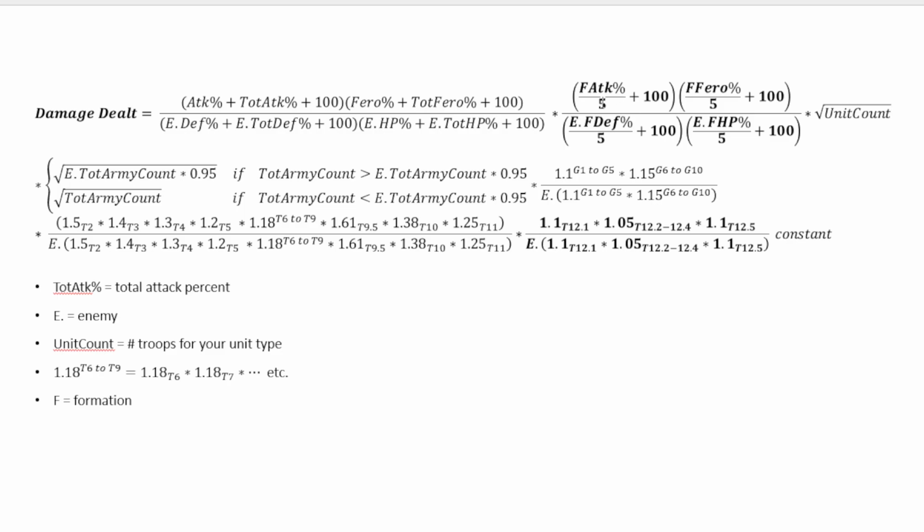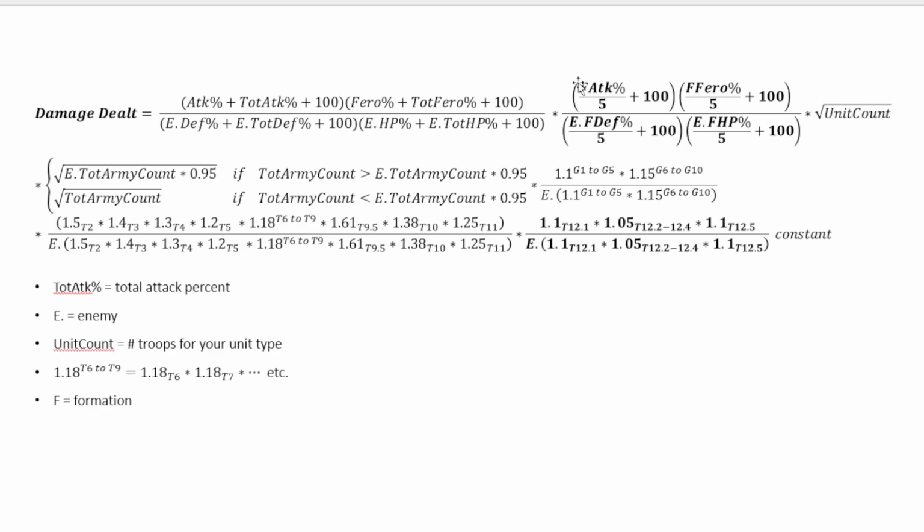So to give another example, if you have 500% formation stats, for example, going from 0% to 500%, your damage will be multiplied by 2. So 500% divided by 5 plus 100 means that your damage will be multiplied by 2. If you increase your formation attack and formation ferocity both from 0% to 500%, then your damage will be multiplied by 4 because 2 times 2 equals 4.